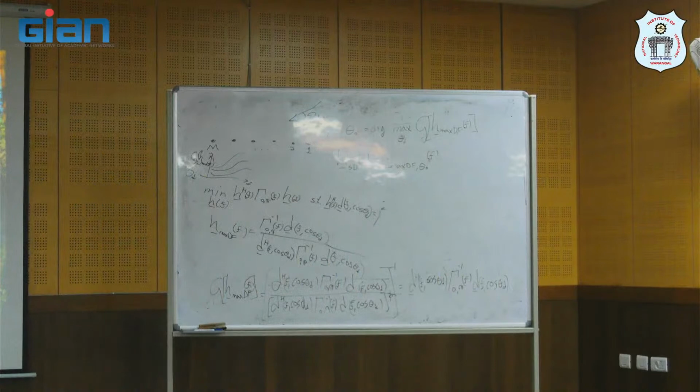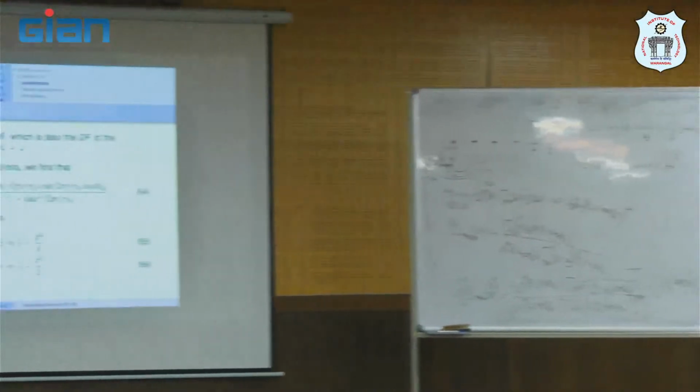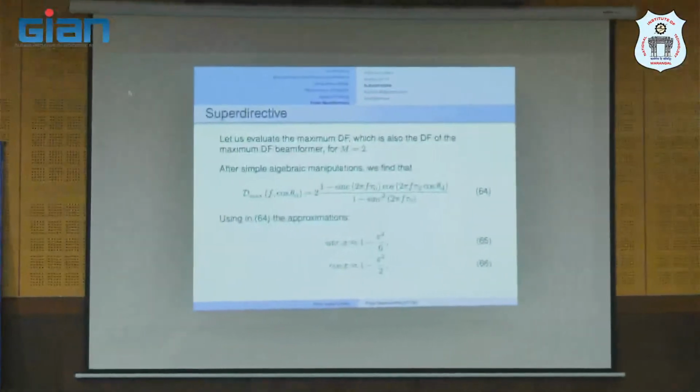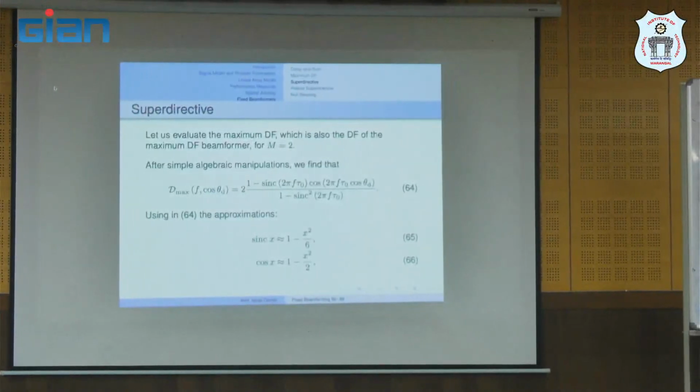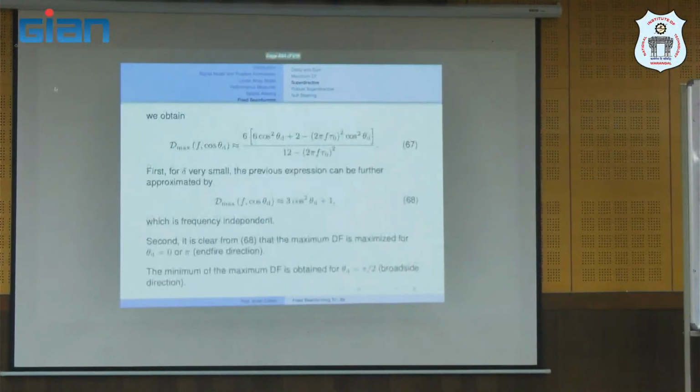Questions? So we understand what is super directivity. Now you can ask people that work in the field, what is a maximum directivity factor beamformer and what is a super directive beamformer. Okay, it will be interesting to see the answers.